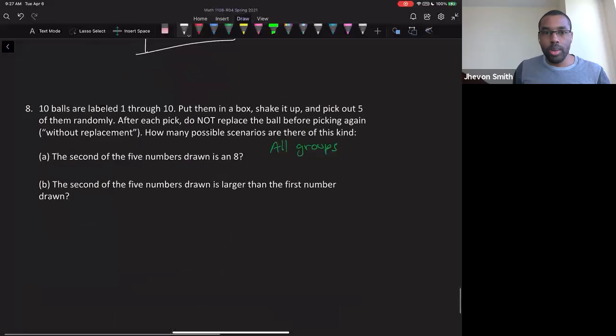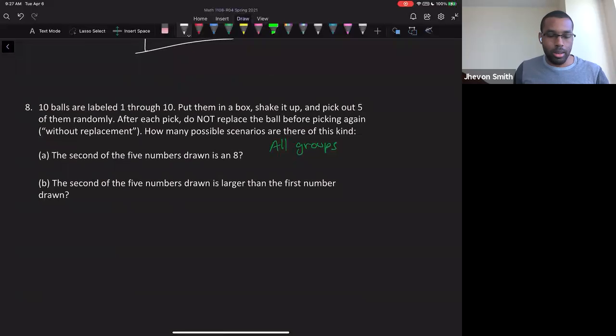Try to work on this one. I don't think it's as hard as the poker hand, but work on that. We'll start off class with this next time. I'll let you guys go.